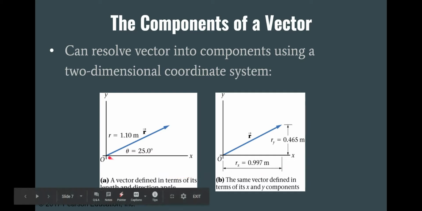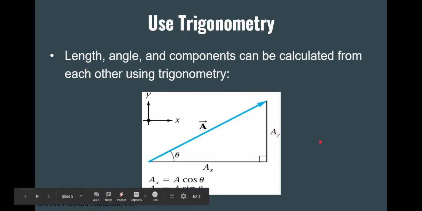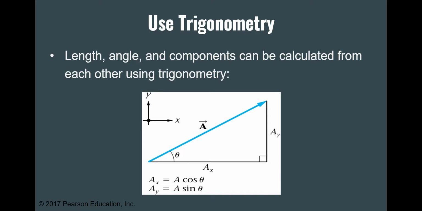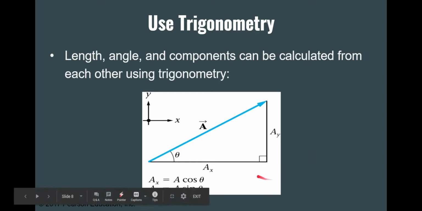So we have this vector here, vector r, and we can actually find the components that make it up. So we can find the portion that lies in the x direction and the portion that lies in the y direction. How do we do that? We use trigonometry. I know it's probably been a while since you've taken trigonometry, but no worries, it should come back to you pretty quickly. So I'm going to show you how to do this.